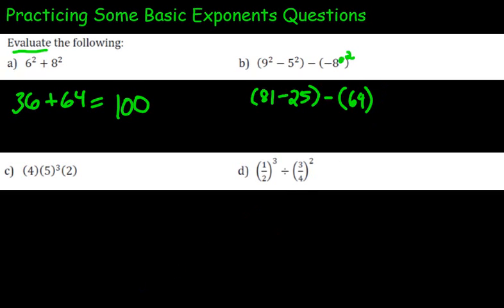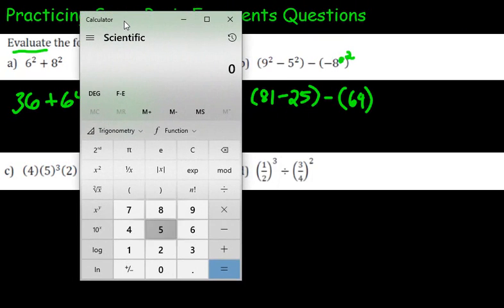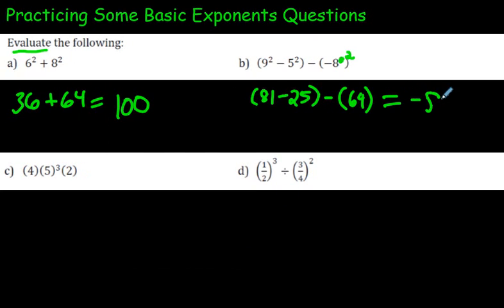Okay? And then at this point, if you want, you can pull up a calculator. I just pulled up the Windows calculator, and let's do it really quick. 81 minus 25 is 56, and then we're going to subtract 69, or sorry, 64. Boy, my writing is so bad, I thought that was a 69 there. And the answer was negative 8. Okay? Yeah, and I'm still not exactly sure if that 2 was supposed to be on the outside or not, but I assumed it that way.